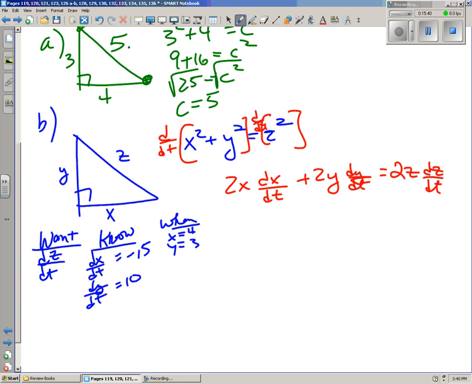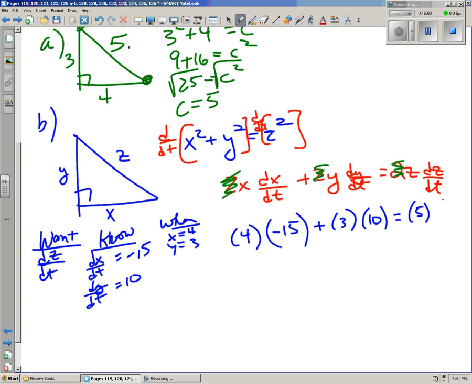As a matter of algebra, the 2's all can go away. You can divide each side by 2. So now we can plug in the numbers that we know. x is 4, dx over dt is negative 15, plus y is 3 times dy over dt is 10, equals z, which we actually found in the last problem. At this moment in time, z would have to be 5 times dz over dt.